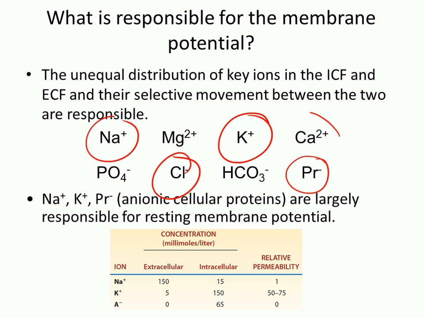So just using our numbers, outside the cell it's 150, inside the cell it's 15. So 150 over 15 equals 10. That's why we don't do math. Log base 10 of 10 is 1, times 61 divided by 1. So, for sodium, the equilibrium constant is about 60.